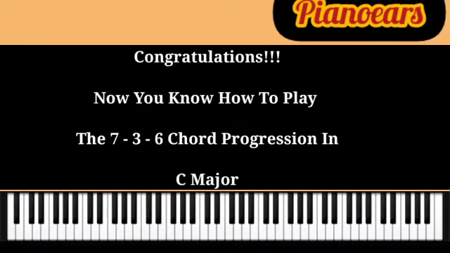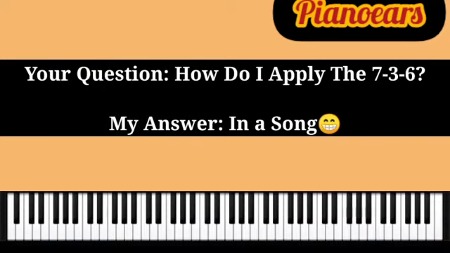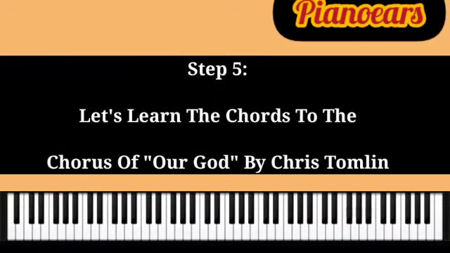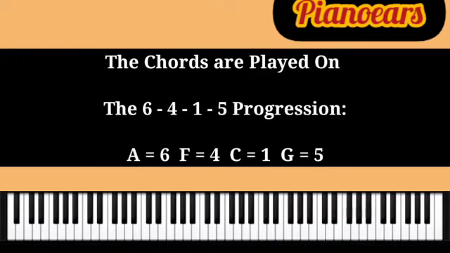That's the 7-3-6 chord progression in the key of C. So if you're wondering where can I apply this, there are a lot of songs where you can find 7-3-6 chord progressions, in the verse, in the chorus, the bridge of many songs. So one song I would point to you in this lesson is Our God Is Greater. For those of you in the gospel community, you know that song. So for those who don't know the song, let me just introduce the chords to the song.